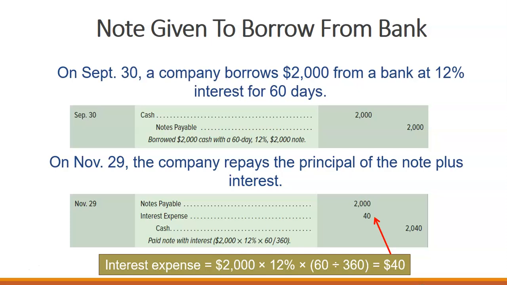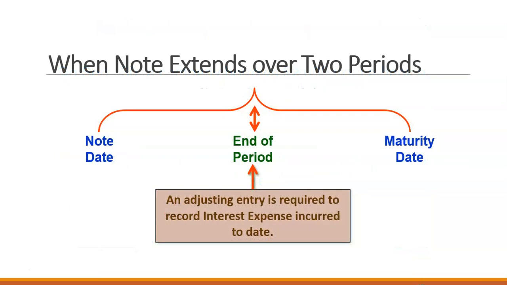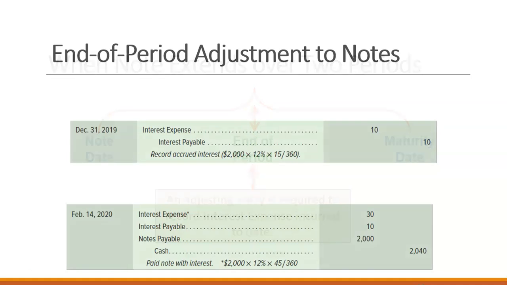Notes also have to have an adjusting entry. When a note extends over 2 periods, we need to record an adjusting entry to record that interest expense for our matching principal. If we are doing yearly adjusting, December 31st is our adjusting entry, or if we're doing monthly adjusting, at the end of every month we would have an adjusting entry.